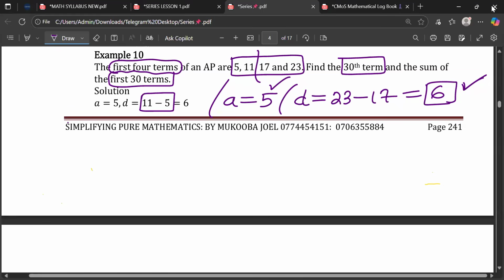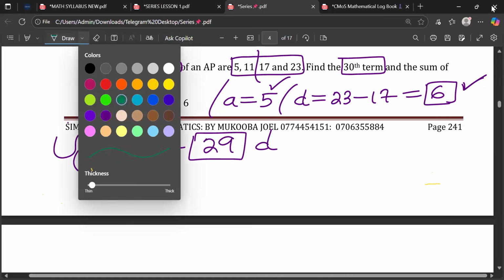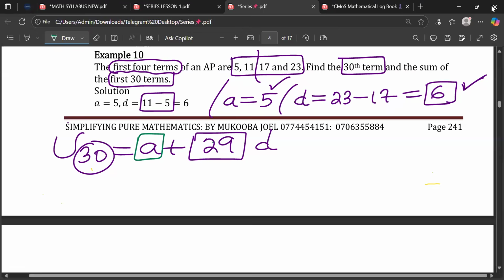You look here. You all know any term, I don't even need to do anything. People, 30th term, you all know A is a constant. Something must be there, even D is a constant. Because of 30th, I put here 29. I have the value of A, I have the value of D. A is 5, D is 6. Can't you get the 30th term?